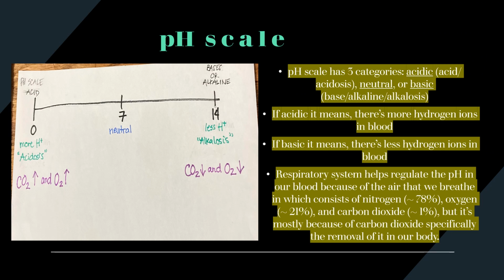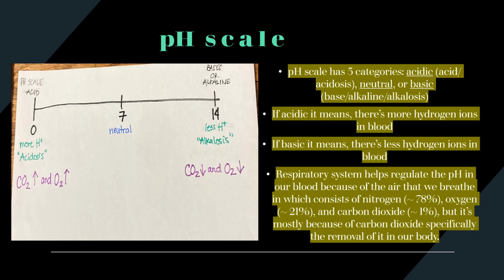Starting from the pH scale, there are three categories: acidic, neutral, or basic, or acid and base. If you have too much of one or the other, it will be bad for us humans. If it's acidic, it means there are more hydrogen ions in our blood. And if basic, it means there are fewer hydrogen ions in our blood.